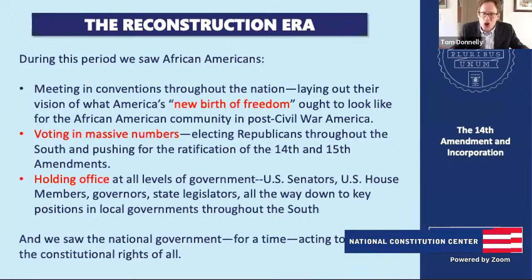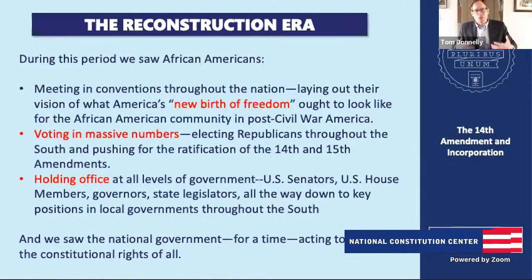And then we also saw a national government for a time acting to protect the constitutional rights of all. But of course, the flip side of this is, Curry, that we know this moment was too brief. We know that the Supreme Court during this period, especially in the 1870s, 1880s, and into the 1890s, would read the protections of the 14th Amendment, and all of the Reconstruction amendments, fairly narrowly.